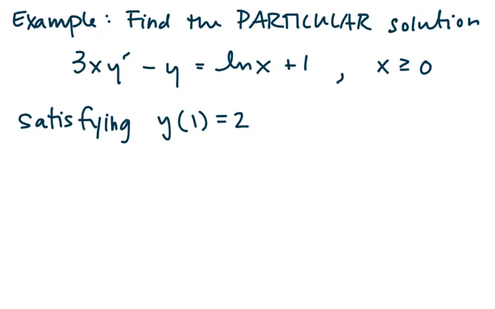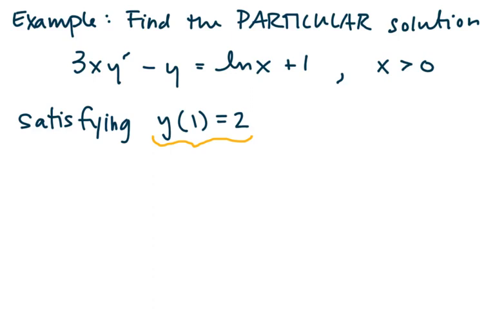Okay, so we have another first order linear differential equation example here. In this case, we're going to find the particular solution to this differential equation, 3x y prime minus y equals the natural log of x plus 1 for all x that are greater than 0. And this needs to satisfy an initial condition, right? So that when x is equal to 1, my y value or my output is 2.